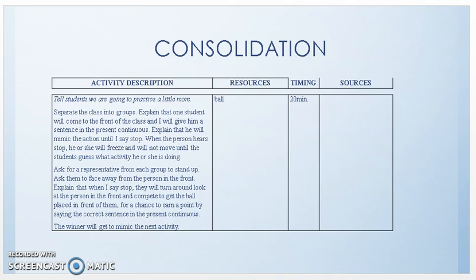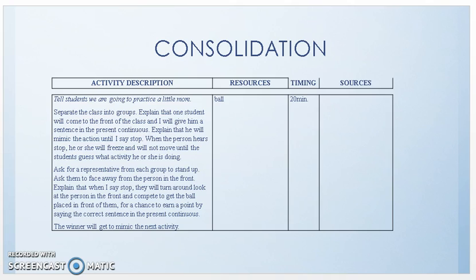Next is the consolidation stage, and I'm going to tell students that we're going to practice a little more. The idea is to separate the class into groups. Explain that one student will come to the front of the class and I will give him a sentence in the present continuous. Explain that he or she will mimic the action until I say stop. When the person hears stop, he or she will freeze and will not move until the students guess what activity he or she is doing.